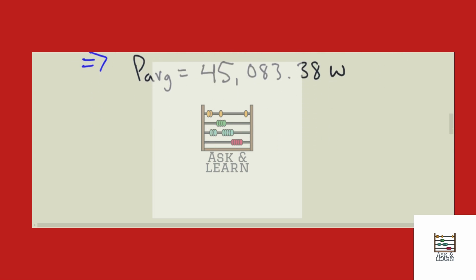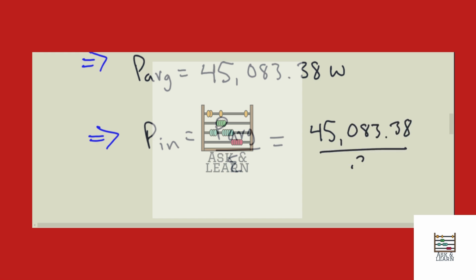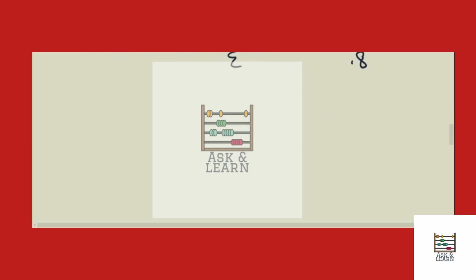So now we can find the average power that the engine supplies. So we'll call that P in is equal to average power divided by efficiency. So we plug in our numbers. 45,083.38 divided by the efficiency, 0.8. So the average power that the engine supplies, we'll call P in average, is equal to 56.35 kilowatts.